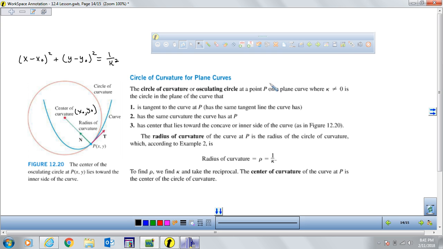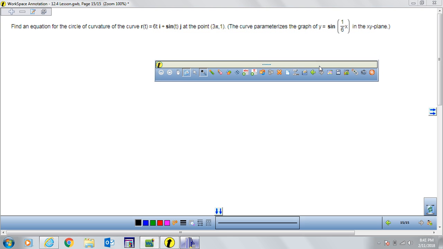Okay, so we need to find the radius of curvature by doing 1 over the curvature, because that would give us a radius, remember? And we need to find the normal vector and multiply it times the magnitude, which is the radius, to be able to locate the center of the circle, and then we can write the equation for that circle of curvature. Okay? Let's do this application in this problem here.